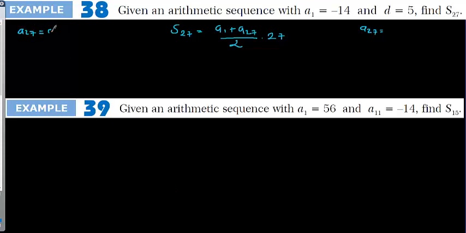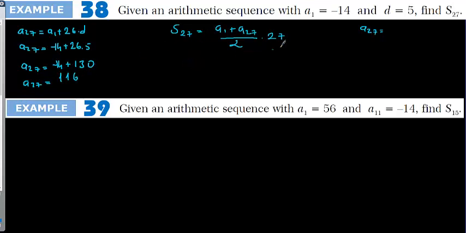A27 is equal to a1 plus 26 times d. It's going to be a27 is equal to minus 14 plus 26 times 5, then a27 is equal to minus 14 plus 130, and a27 is going to be equal to 130 minus 14, which is 116. Yes, 116.